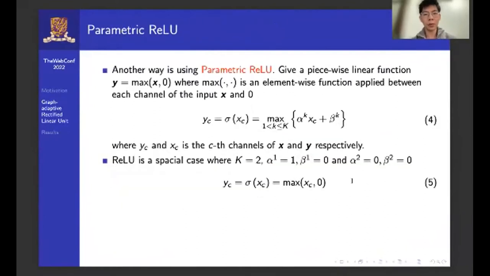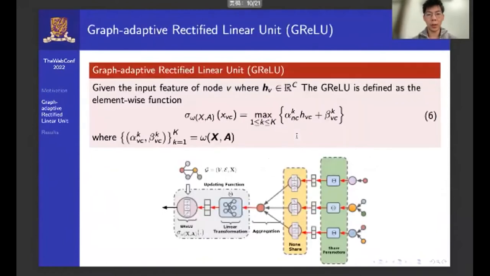Another way to do that, instead of assigning a different weight matrix to different nodes, is to assign a different parametric ReLU, a nonlinear function, to different nodes. Here we adopt the parametric ReLU. The parametric ReLU is defined as follows. We have a max function here, and it is a piecewise, element-wise function. Then we can use this parametric ReLU in our graph neural networks.